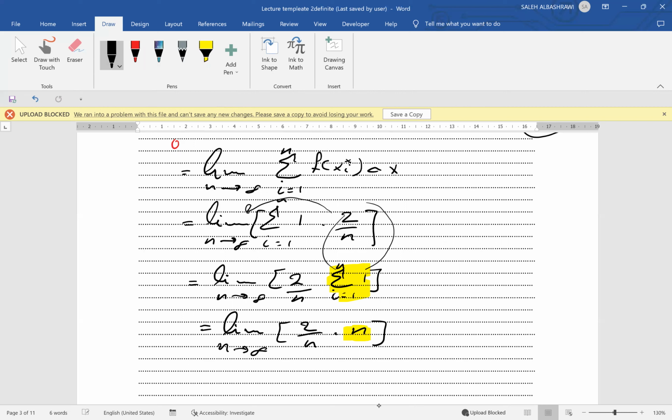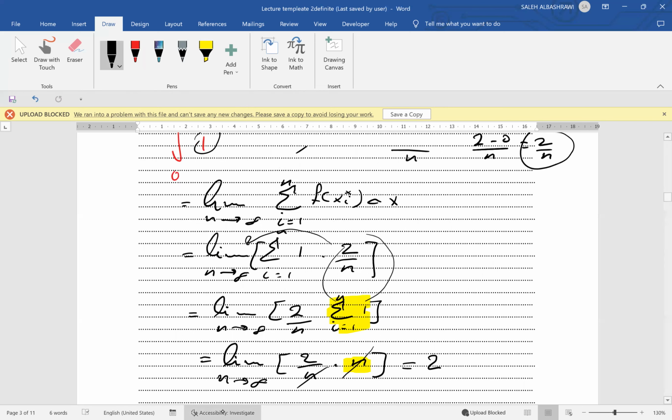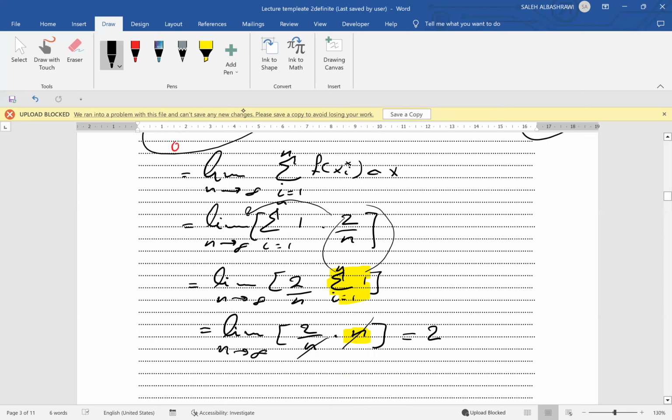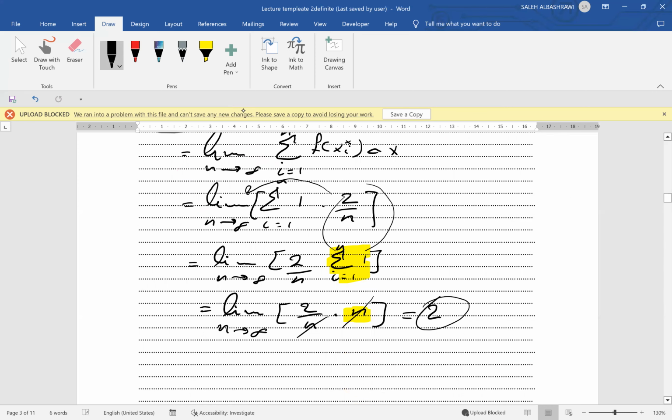You can simplify, cancel n with n. I will have only 2. So the limit of the constant is the constant itself. So it means that the value for this definite integral from 0 to 2 of 1 dx is equal to 2. We just applied the limit for the Riemann sum as n goes to infinity, and we found the value of the definite integral.